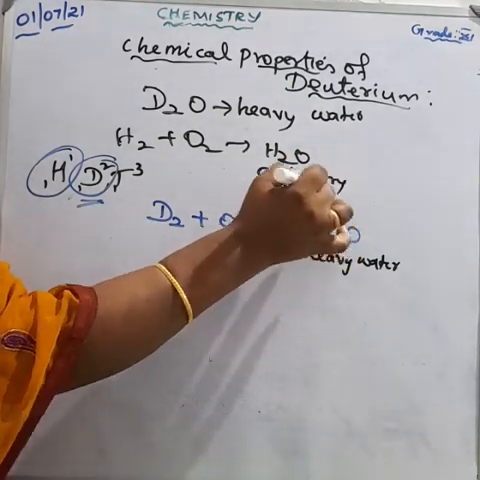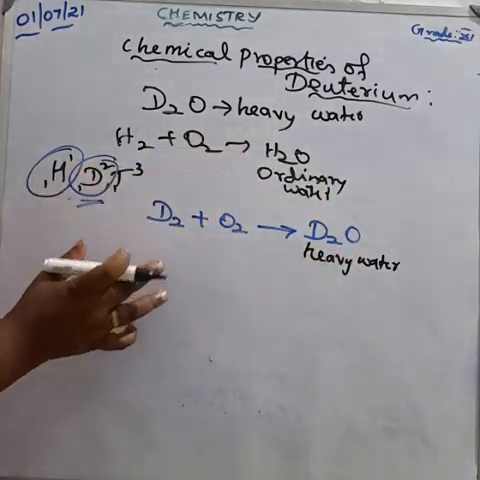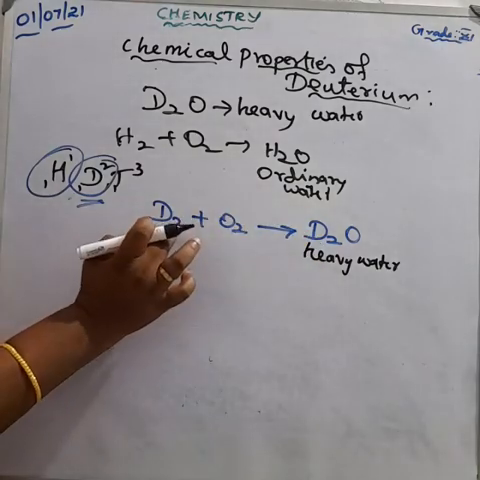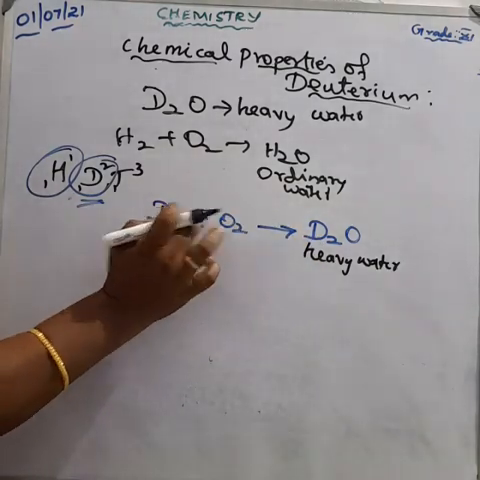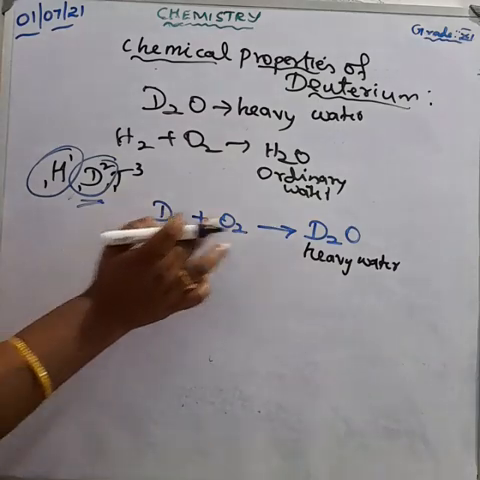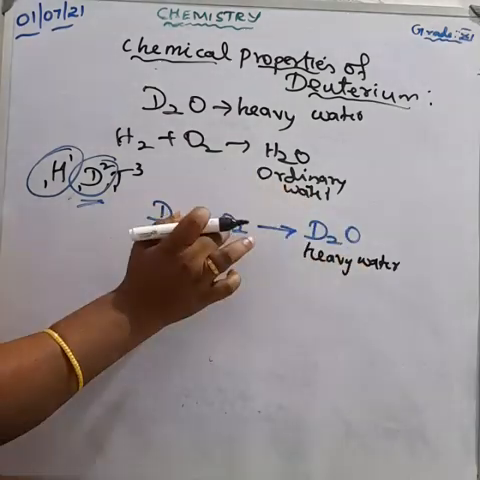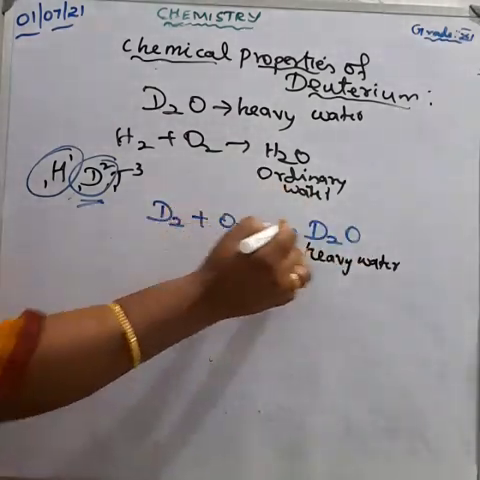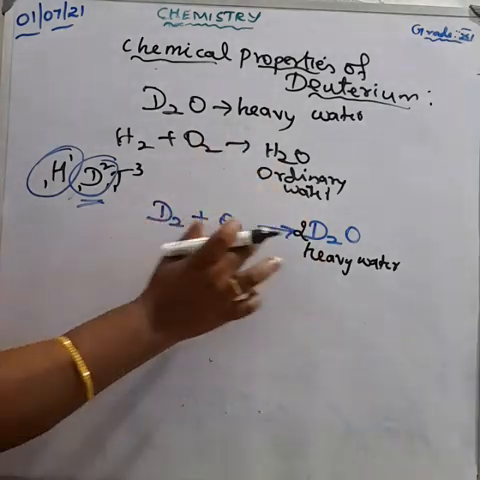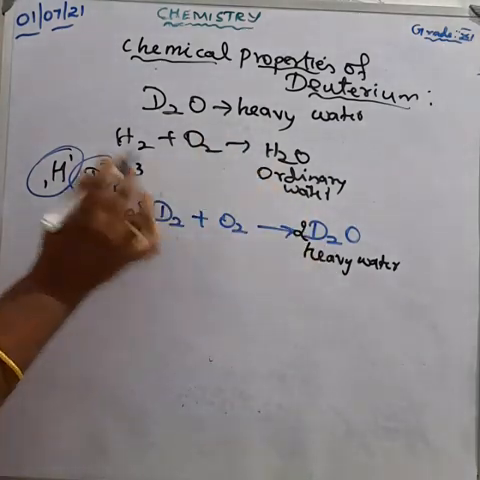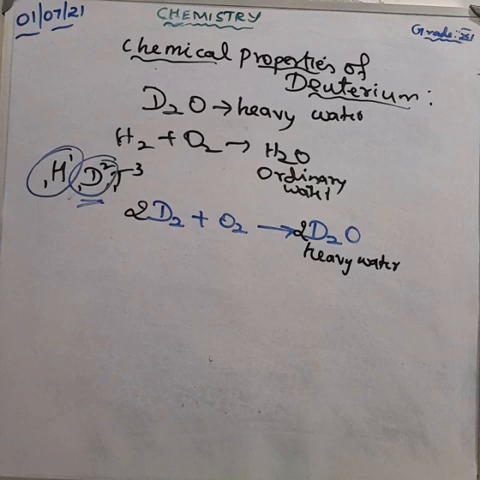By balancing the chemical equation: D2 has 2 atoms, but here oxygen is 2 while here only 1 oxygen, so we have to make it 2. But then deuterium forms 4 deuterium atoms, so we have to make it 2 here. Now the equation is balanced.